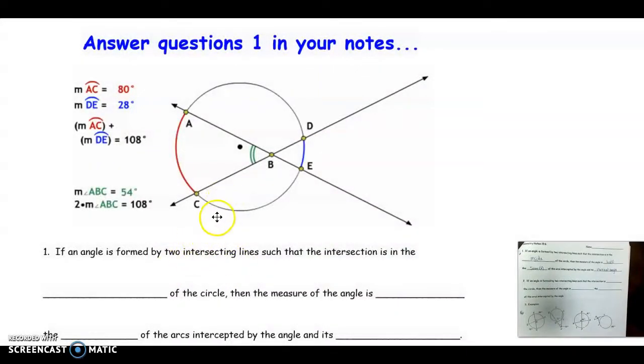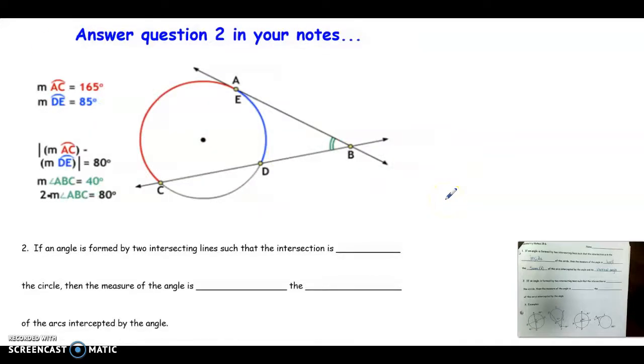So in the example here, we are told that the measure of arc AC is 80 degrees. We are told the measure of arc DE is 28 degrees. So if I wanted to find the measure of angle ABC, I would have to add the 80 degrees with the arc of its vertical angle, which is the 28 degrees, and get 108 degrees, and then take half. And so the measure of angle ABC would be 54 degrees.